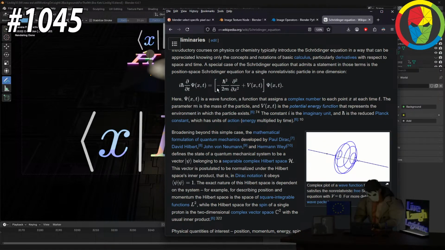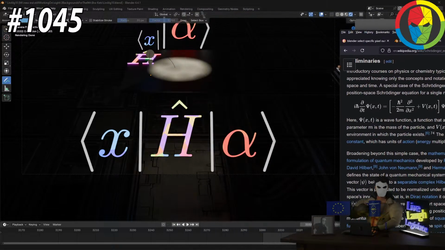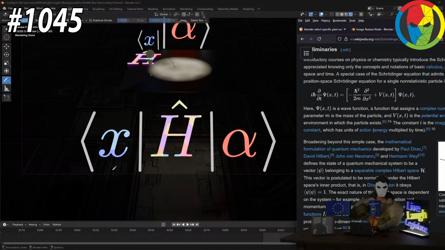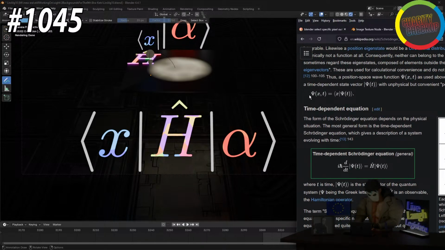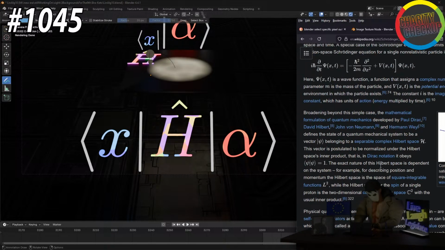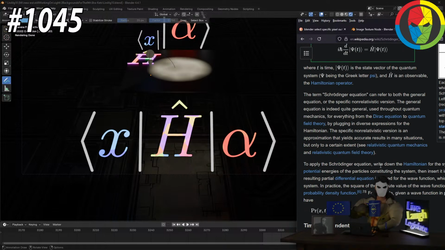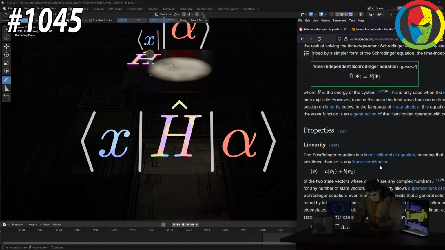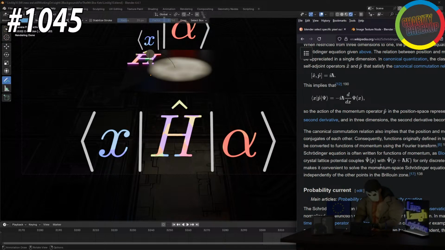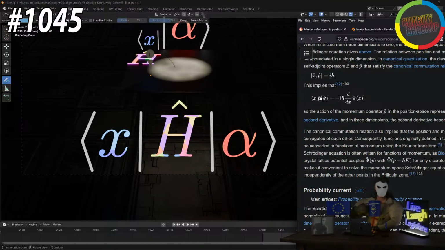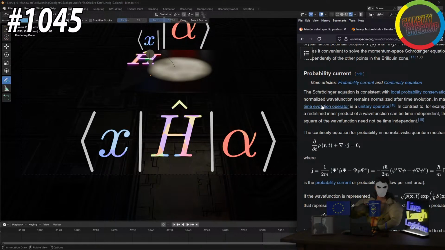This right side of the Schrodinger equation is just this. X and alpha is just the wave function, and this right here is the H hat. As you can see, wait, that's a bit wacky. This is for momentum, but once again, same exact idea, and so on and so forth.